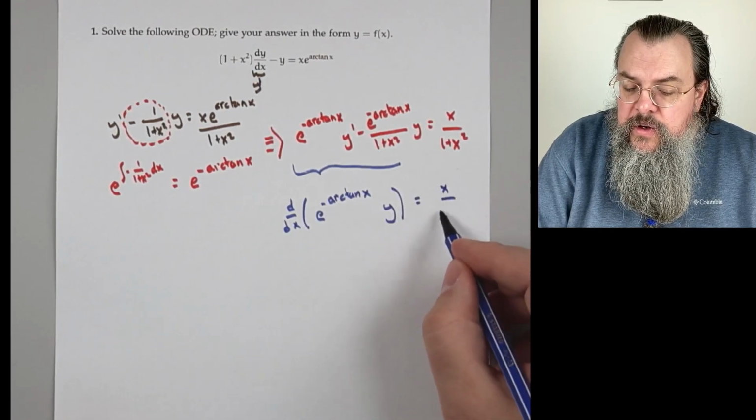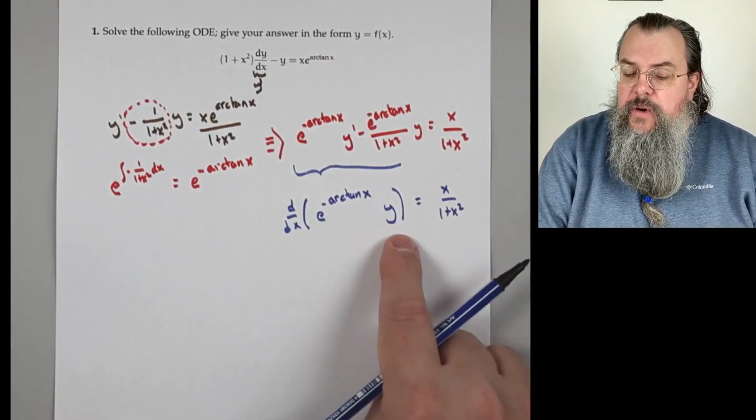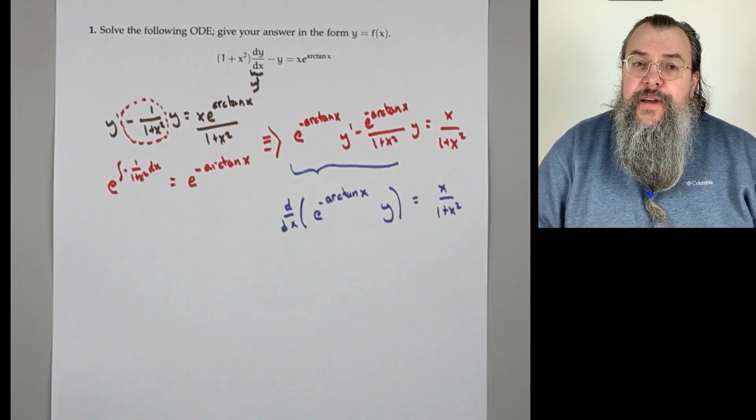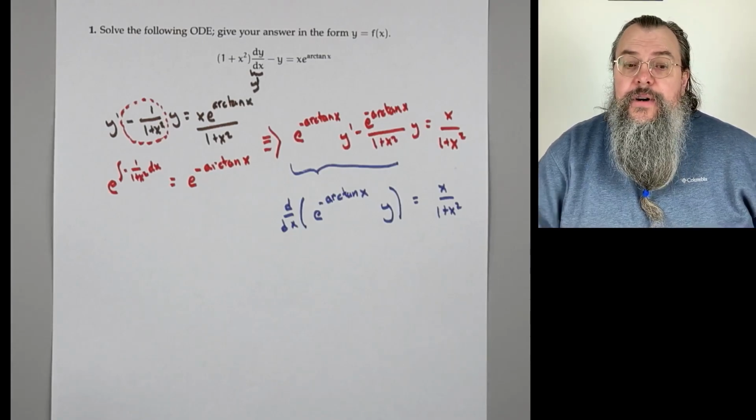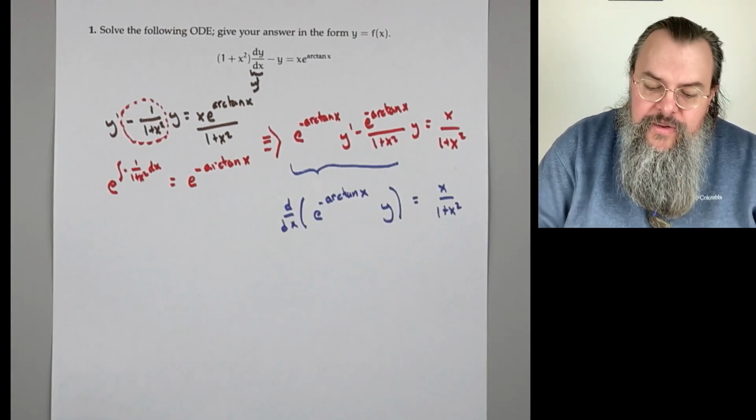And so we have the following situation. The derivative of e to the minus arctangent of x times y is equal to x over 1 plus x squared. And now we integrate, because it's easy to integrate a derivative.